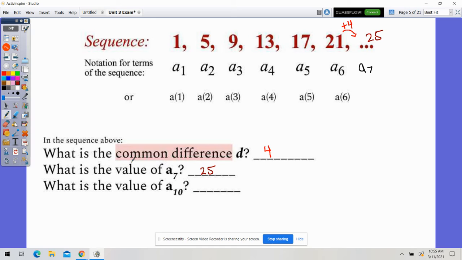Next, they want A of 10. So you would have to keep going: A8, A9, and A10. So we have to keep adding 4. And it gets pretty repetitive. So 25 plus 4 is 29. 29 plus 4 is 33. And 33 plus 4 is 37. So you would have to keep adding 4. There's an easier way to do this, and that's with the general formula for an arithmetic sequence.